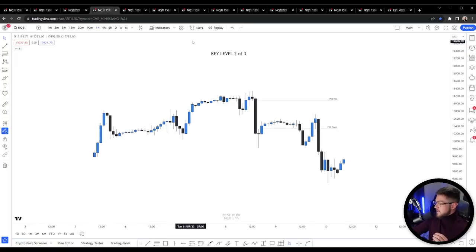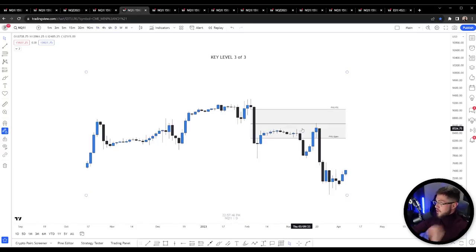Key level number 2 is going to be the fill of the fair value gap. This is the opposite end of the fair value gap from where it begins. So for example, in a bearish fair value gap, here is the open, and the fill is going to be up here. The third key level is the midpoint of the fair value gap.